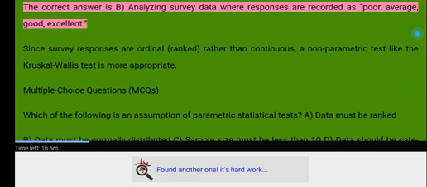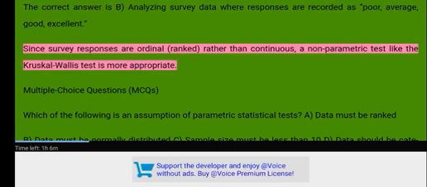Answer. The correct answer is B. Analyzing survey data where responses are recorded as poor, average, good, excellent. Since survey responses are ordinal, ranked rather than continuous, a non-parametric test like the Kruskal-Wallis test is more appropriate.